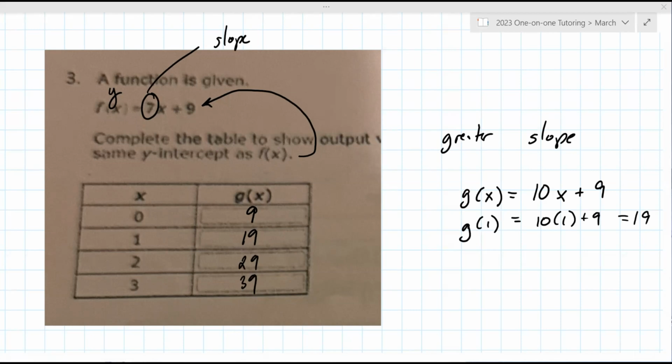I think that's it. Move on to 4 now. Okay, grab that here.